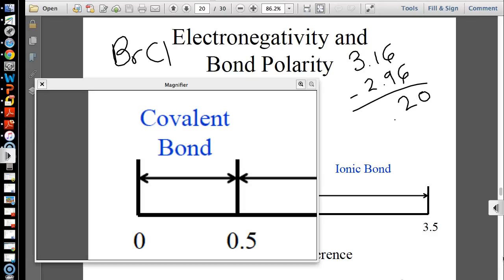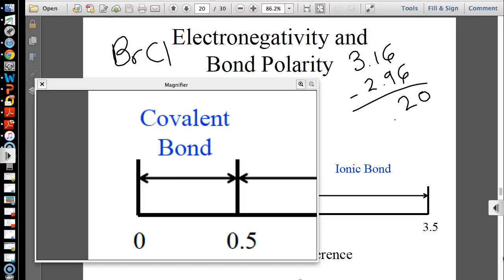Yeah, okay, cool. That means if I ask which side is going to be pulling on the electrons more, they're both about the same strength, and they're both pretty strong. So when I subtract, if that difference is less than 0.5, then it's a covalent bond. It's called a pure covalent bond, where the electrons are right in the middle.